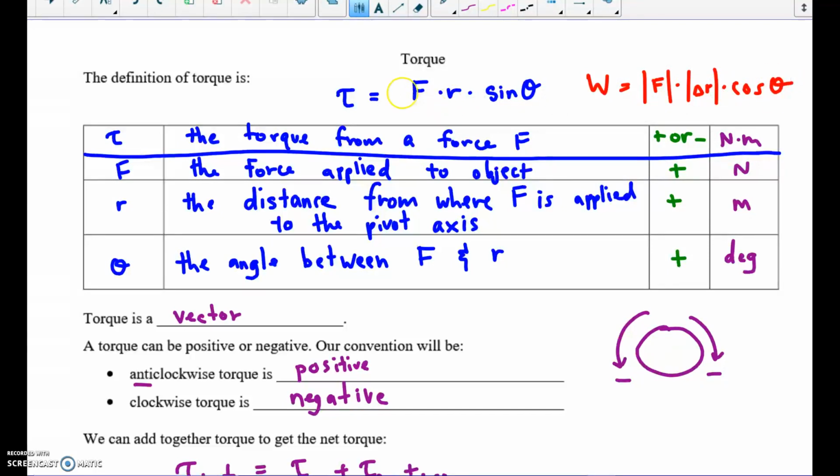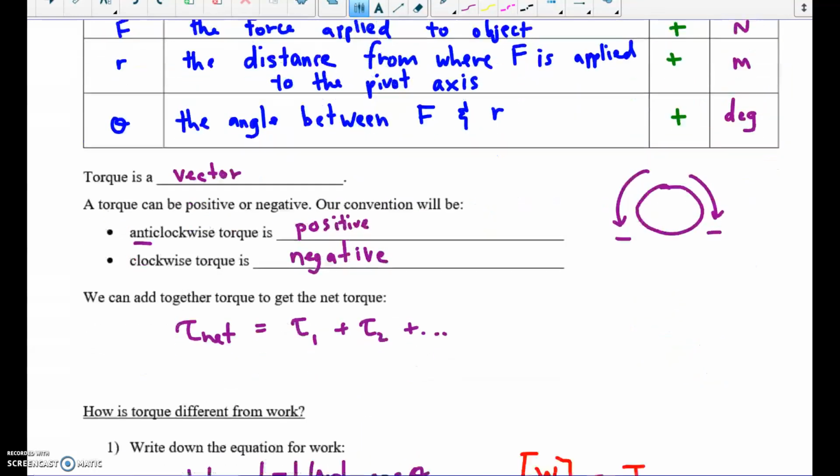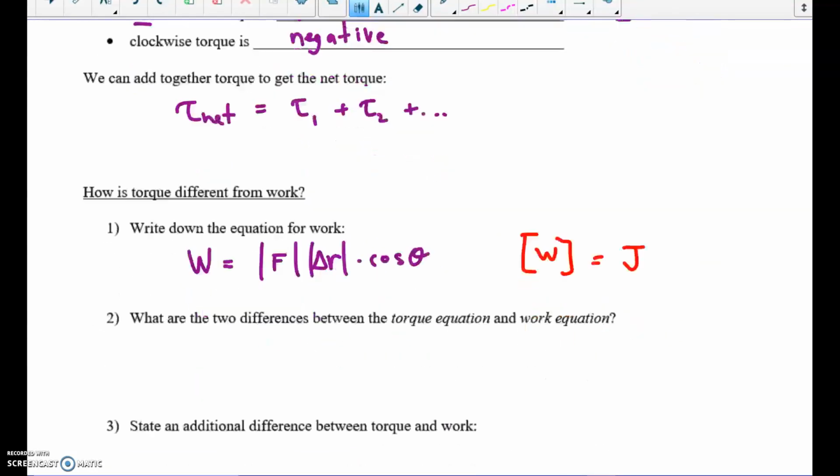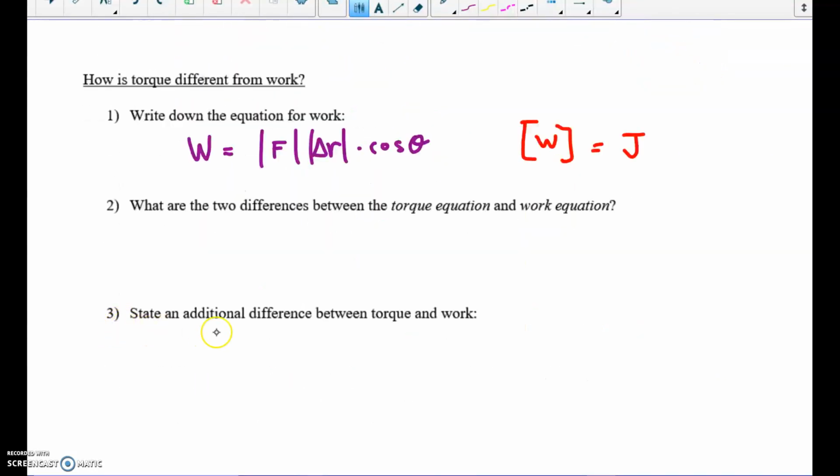There are two main differences just between the equations themselves. Write down those differences. But then there's another difference. So write down those two. And what's the other difference? Is work a vector or scalar?